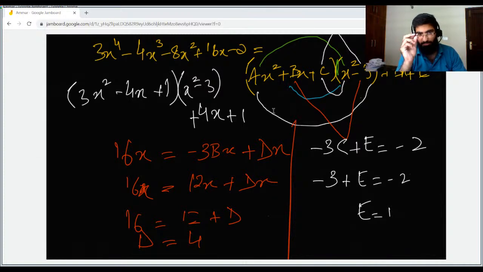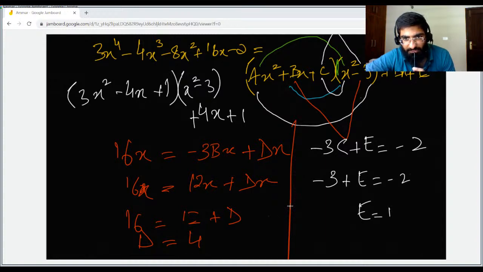Reattempt this as homework as well. Okay, question 10 please. How did you get C again? C represents the constant. No, C represents what? Square.